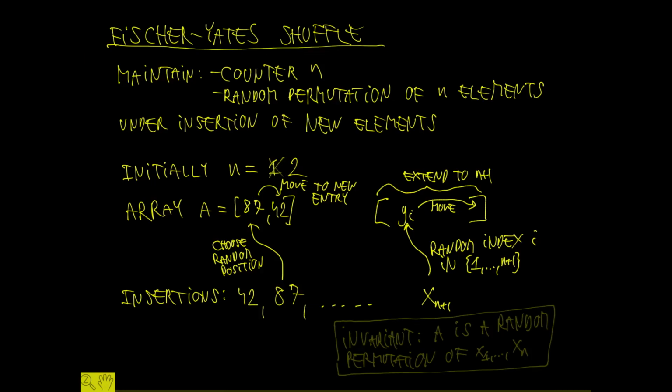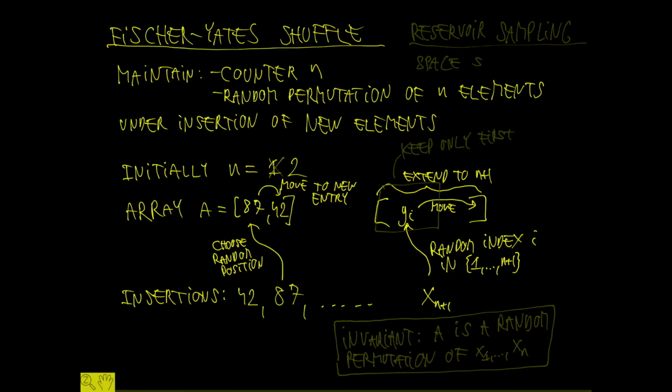How does this relate to sampling? Well, there is a sampling algorithm known as reservoir sampling that can be thought of as simply keeping some of the elements of the Fisher-Yates shuffle. In particular, suppose we keep only the first S entries of the shuffle. Then we have a random sample consisting of S elements. Then moving an element at position I to the last position simply corresponds to discarding it.